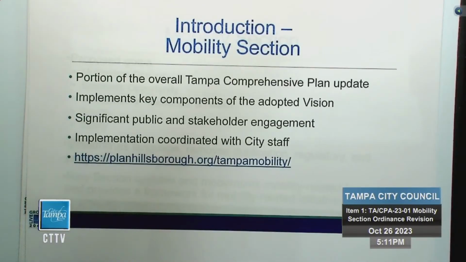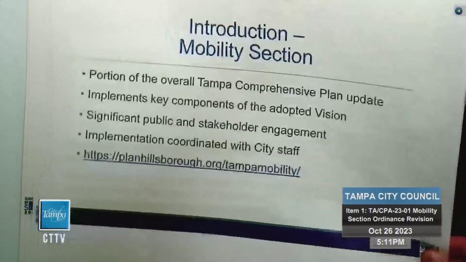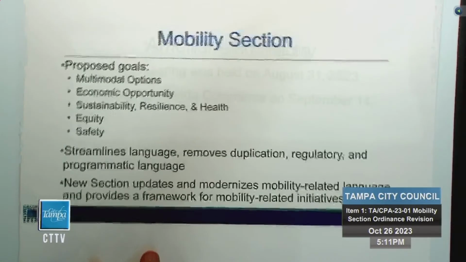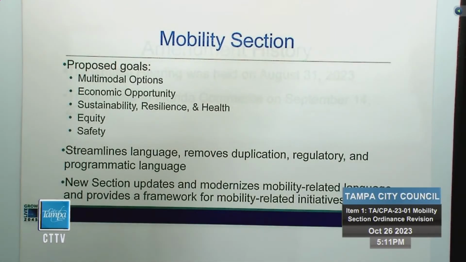The mobility section is a portion of the overall Tampa Comprehensive Plan updates. It implements key components of the adopted vision. There was significant public and stakeholder engagement, and it was coordinated with city staff. The mobility section has 5 main goals, including multimodal options, economic opportunity, sustainability, resilience, and health, equity, and safety. The section streamlines the language, removes duplication, regulatory, and programmatic language. It also updates and modernizes mobility-related language and provides a framework for mobility-related initiatives.